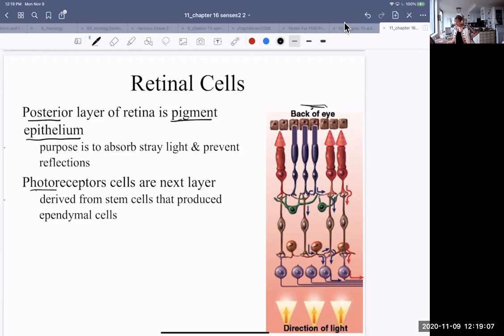So the photoreceptors are the next layer. They're derived from the same stem cells that produce ependymal cells. So these rod-like ones here, those are rods, rod cells. And they're basically your night vision cells.